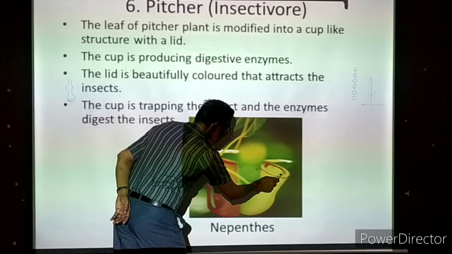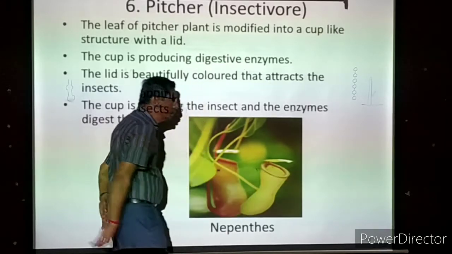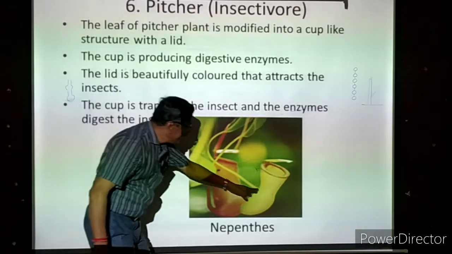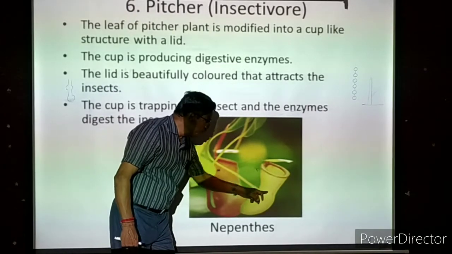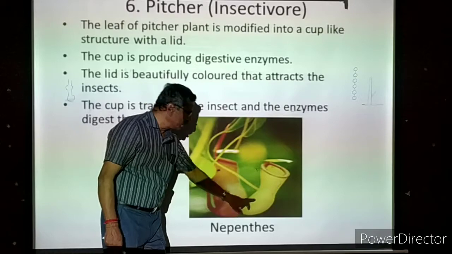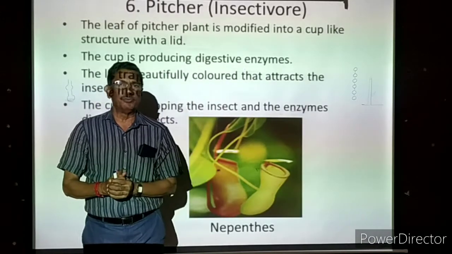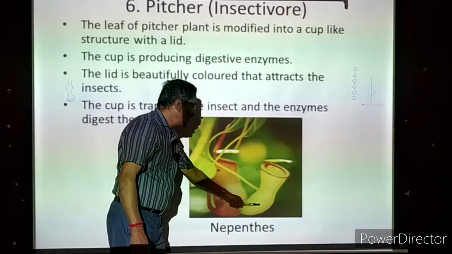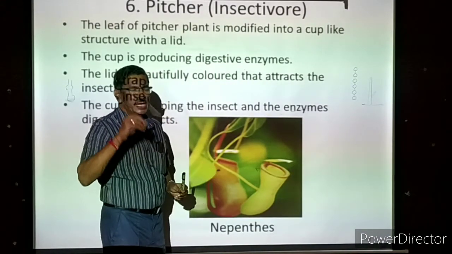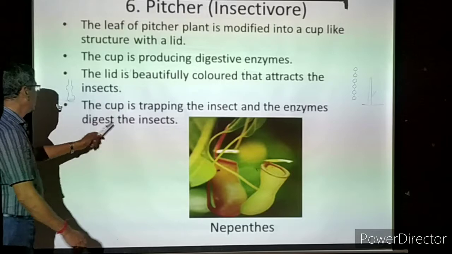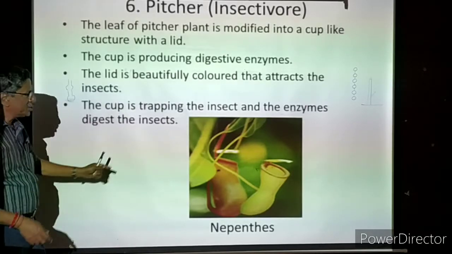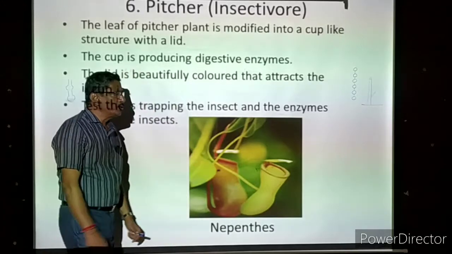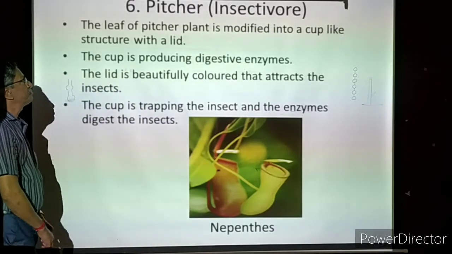Once the insect enters inside, the lid is closed. The lid is closing the mouth, so the insect cannot escape. The insect will move up and down. Finally, it will fall into the fluid. Now, when it falls into the fluid, the digestive enzyme digests the body of the insect and absorbs the protein present in the body. So it digests the insect. This is actually the mechanism. It is also meant for nutrition, but taking protein from an animal's body.